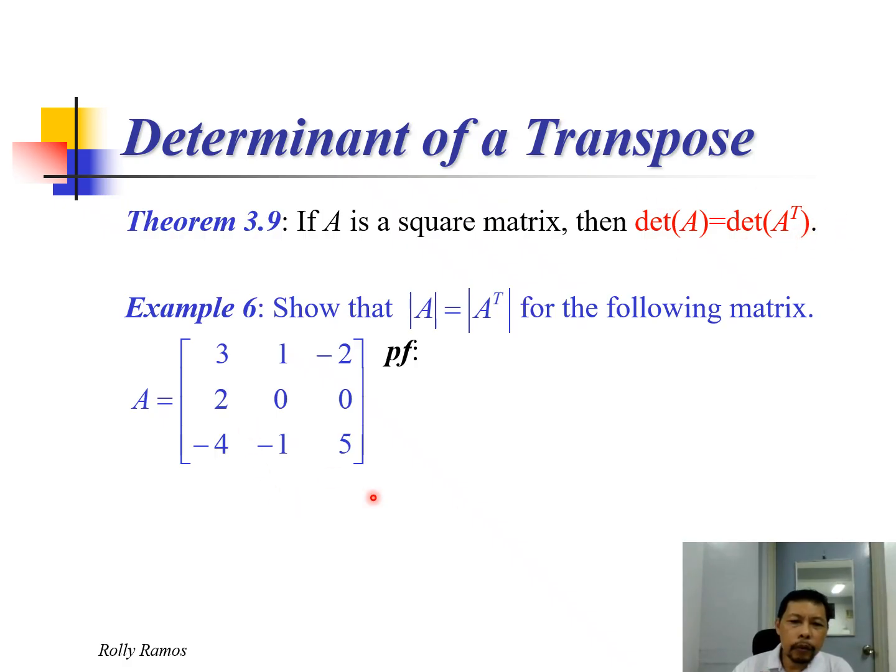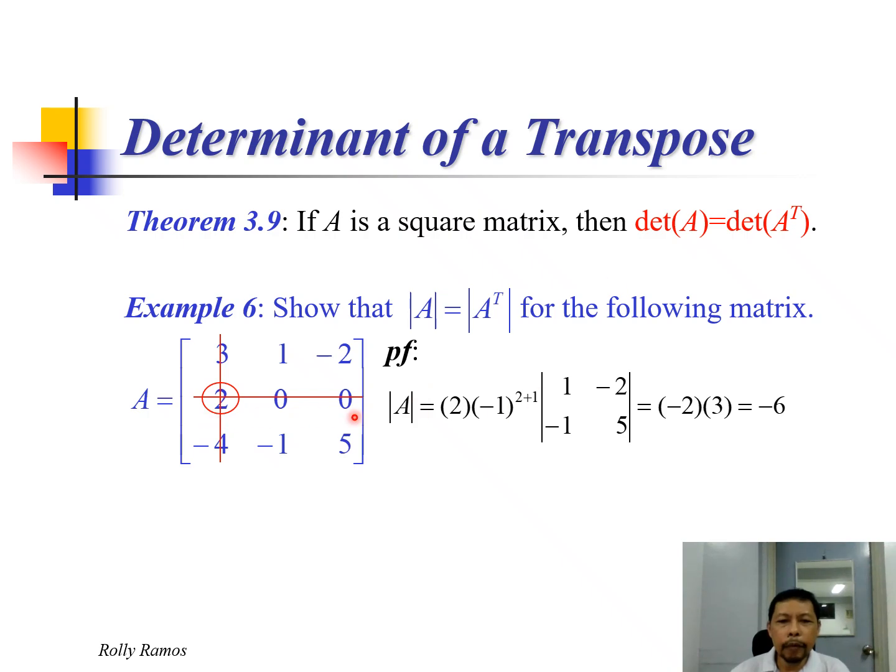Okay, so we learned from our previous discussions how to transpose a given matrix. So we simply interchange the rows and columns to get the transpose of a matrix. So let us first find the determinant of A by expanding about the second row. So the determinant of A is equal to negative 6.